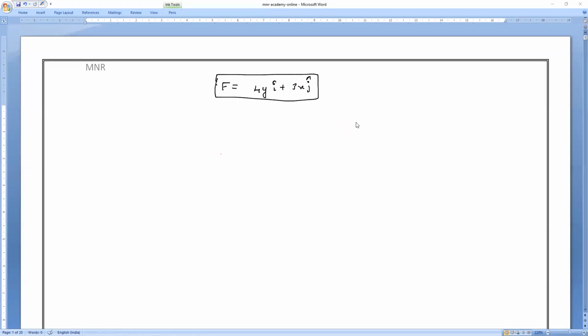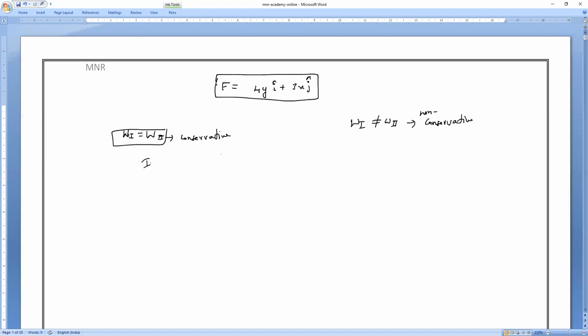Now let us see, as we studied in yesterday's class, the difference between conservative and non-conservative. If you remember, conservative means it is independent of path. So the work done by path 1 must always equal the work done by path 2. If the work done is equal, then it is conservative. If the work done by one path is not equal to the work done by the second path, then that is called non-conservative.